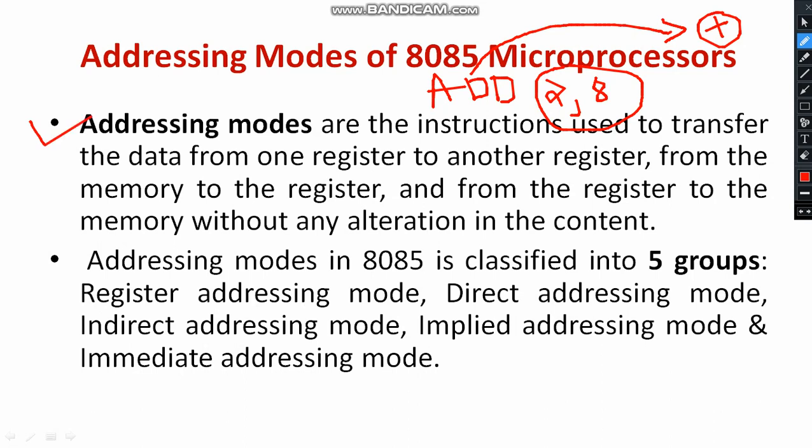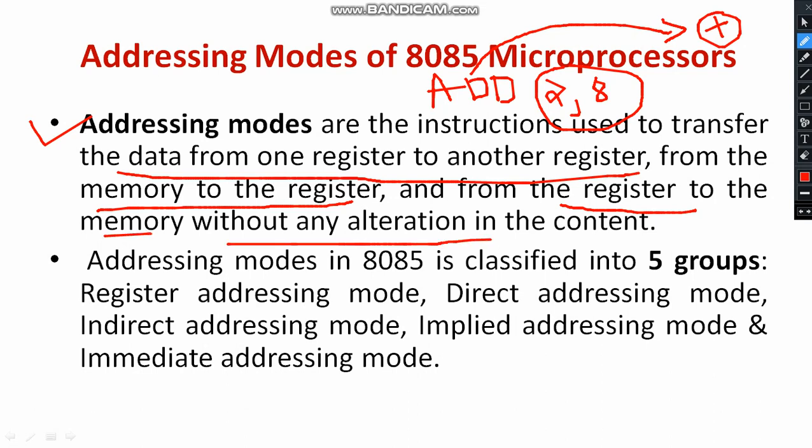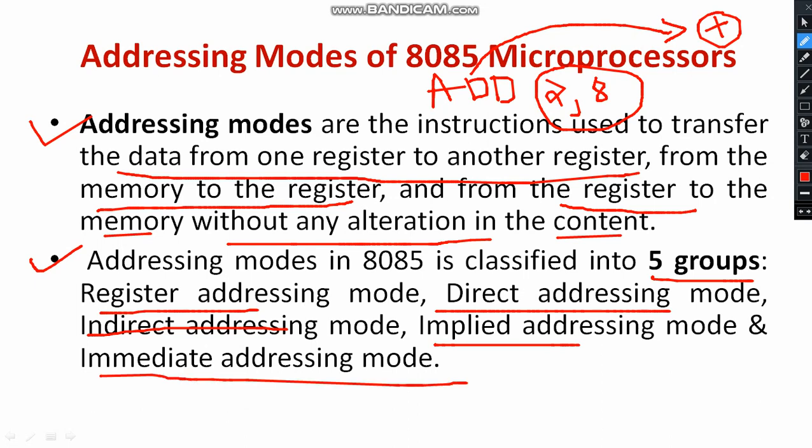Now let us discuss the definition of addressing mode. Addressing modes are used to transfer data from one register to another register, or memory to register, or from register to memory, without change or alteration in the content. There are 5 types of addressing modes. What are they? Register addressing mode, direct addressing mode, indirect addressing mode, implied addressing mode, and immediate addressing mode. You need to have a little idea about these 5 types that you have to recall.